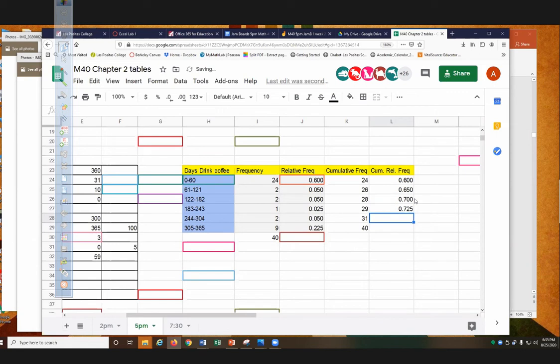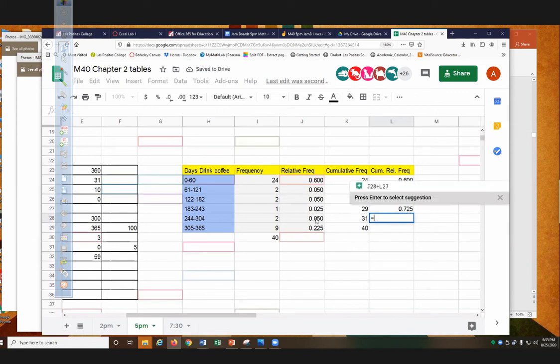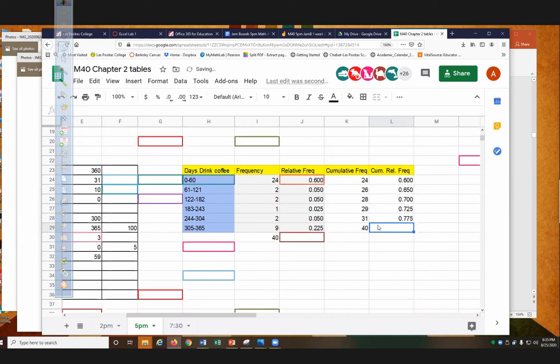And you can kind of go on like that. It's the same as the cumulative, only it's doing it not on the frequencies, it's doing it on the relative frequencies. And then equals this plus that. And you better end up with 1 or 100% at the end, or else you've done something wrong. In other words, what percent of people drink coffee 365 days or less? 100%, all of them, 1 or 100%. So that's the cumulative relative frequency.